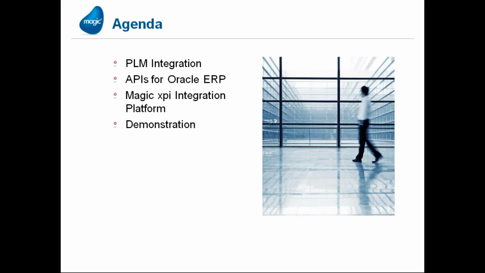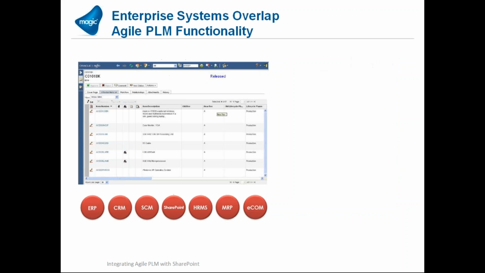We'll be talking about the various APIs, or application programming interfaces, that are available for the Oracle ERP systems, specifically PeopleSoft Enterprise, Oracle E-Business Suite, and J.D. Edwards. And then we'll be discussing the Magic XPI integration platform's role in both real-time, event-driven, as well as long-running processes with data integration and transformation capabilities. And we'll demonstrate all of that at the end so that you can see it actually working.